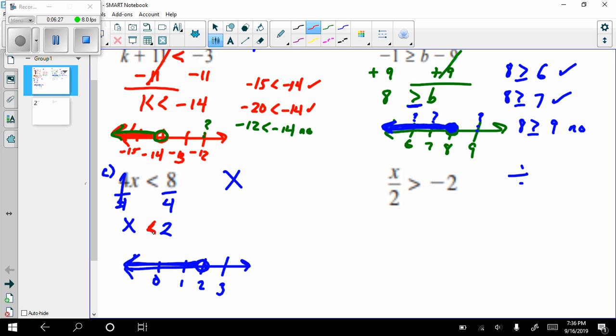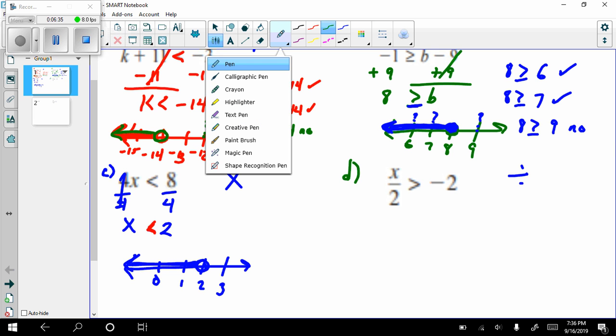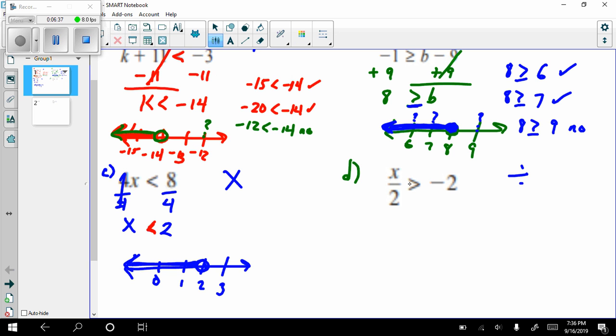Let's look at our very last example. This on this page is going to be example D. And again, we're going to pretend exactly as if it were an equation. Pretend this is an equal sign, and we're going to treat it like an equal sign. To get rid of this division, this is dividing by 2, we do the inverse, which is multiply times 2 on both sides. Now the cool thing is this is actually 2 over 1 whole number. These cancel, it becomes a 1. So x is greater than negative 4.